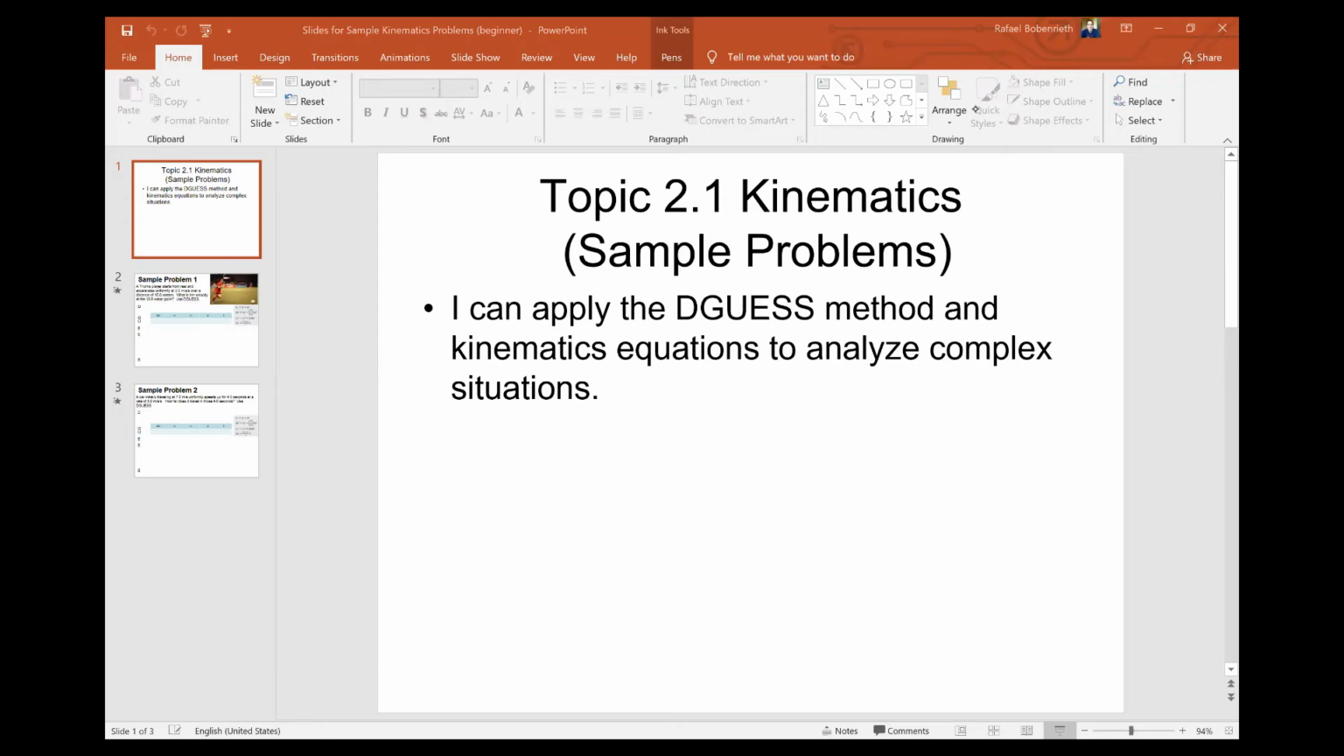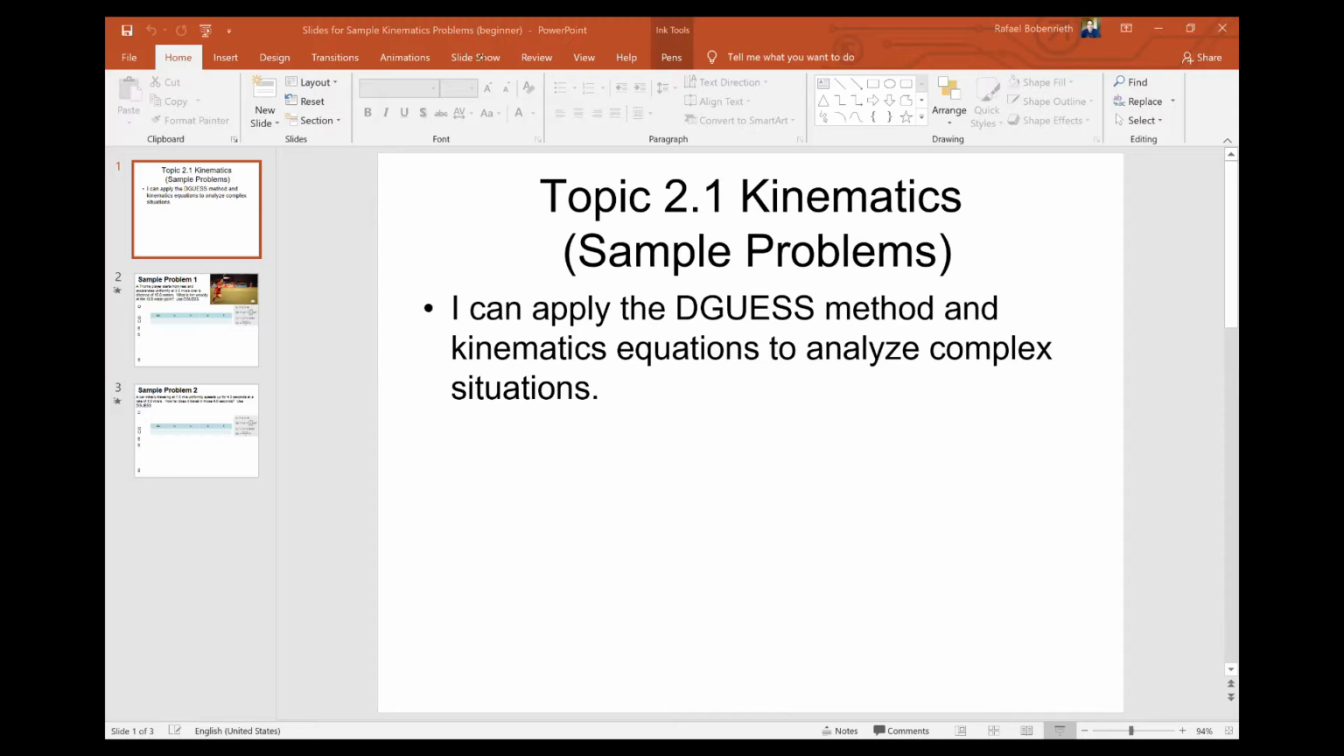In this video, I'm going to be walking through two sample problems where we're going to apply the concepts of kinematics, the kinematics equations, and the DGUESS method. So the learning target is I can apply the DGUESS method and kinematics equations to analyze complex situations. Let's get right into it.